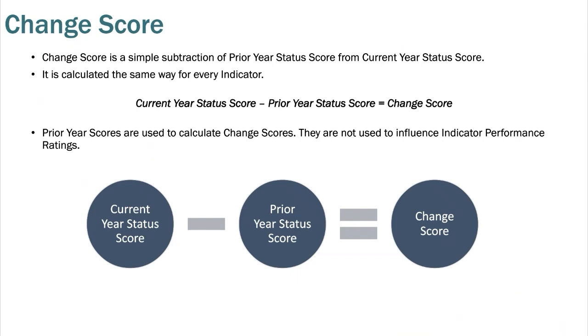And although it's basic, this calculation is important because the process that we use to calculate each indicator is using this formula. Now, something to note here is that while we use the prior year scores to help us calculate change scores, prior year scores do not directly influence our indicator performance ratings. Their primary function is really to give us a benchmark or a point of comparison.